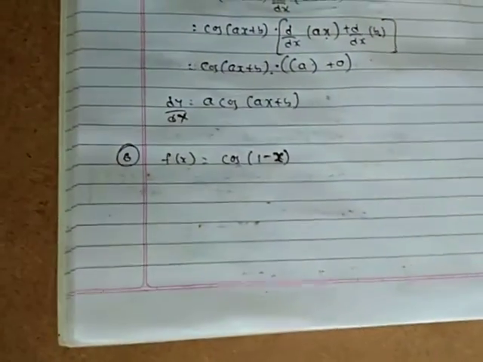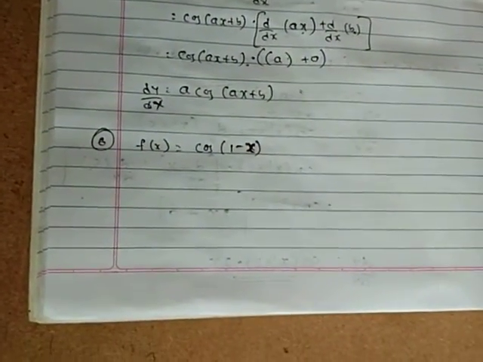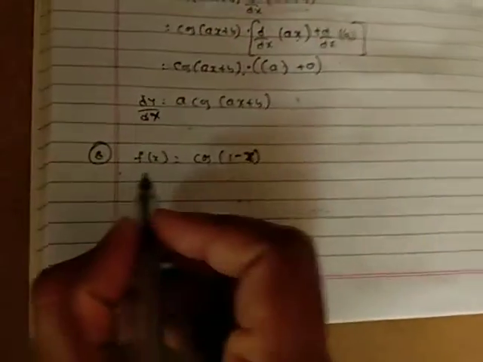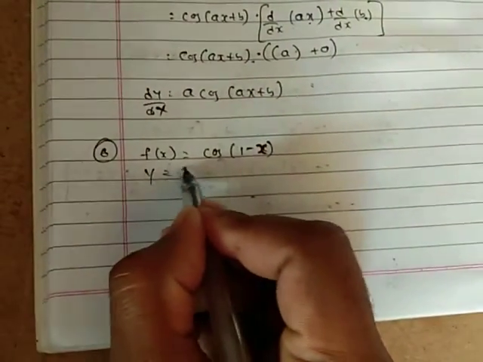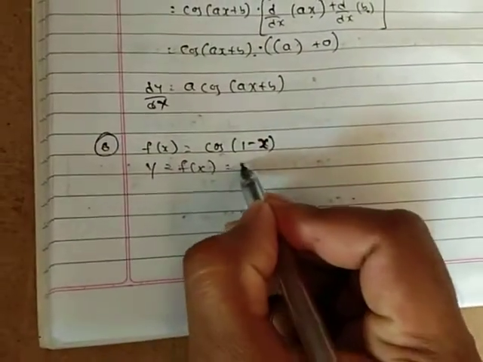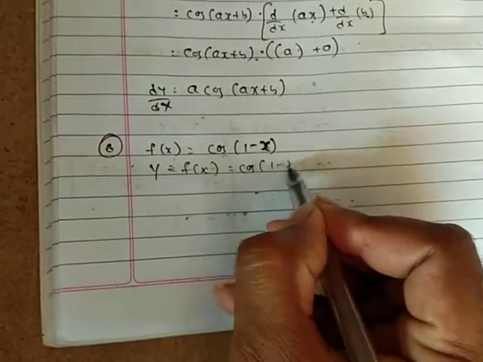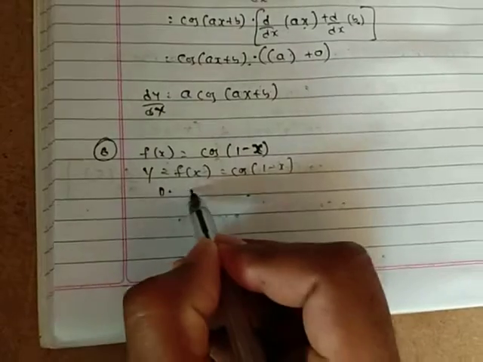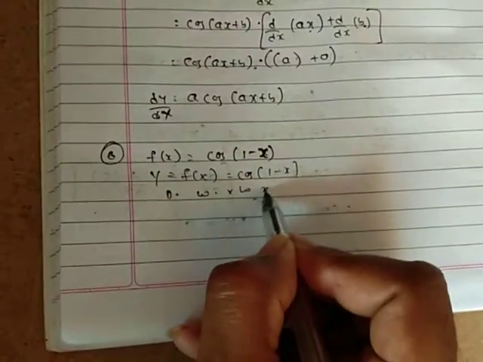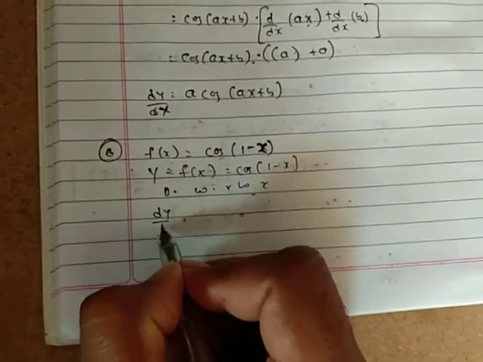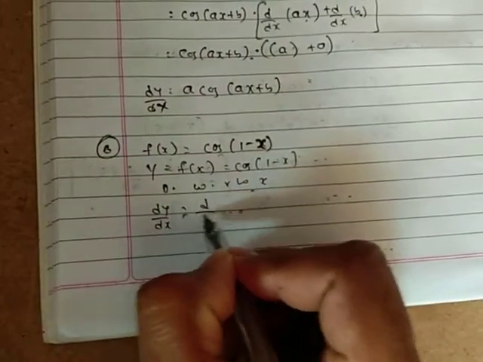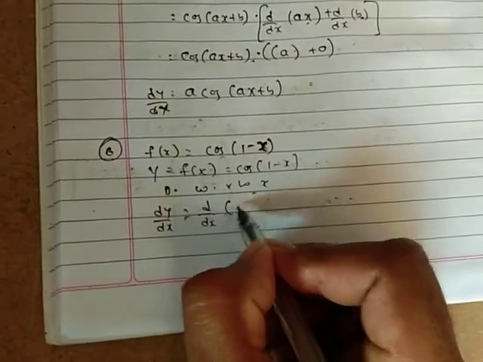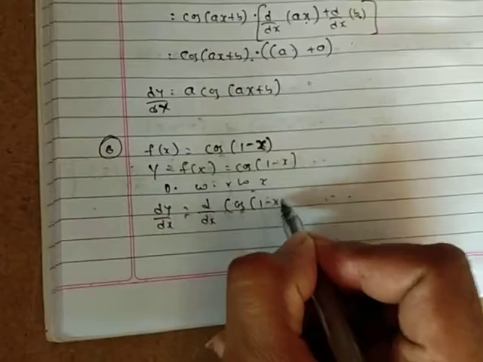Next problem, f of x is equal to cos of 1 minus x. So first we need to assign y. So y is equal to f of x, which is nothing but cos of 1 minus x. So differentiate with respect to x. So dy by dx is equal to d by dx of cos of 1 minus x.